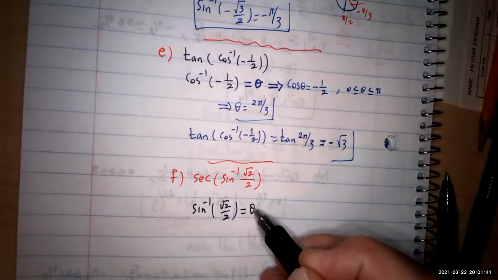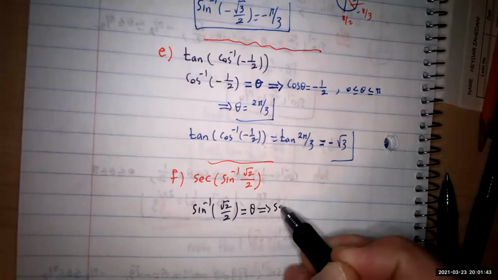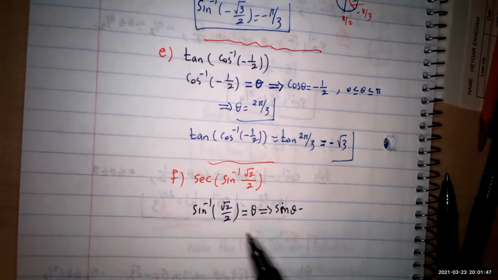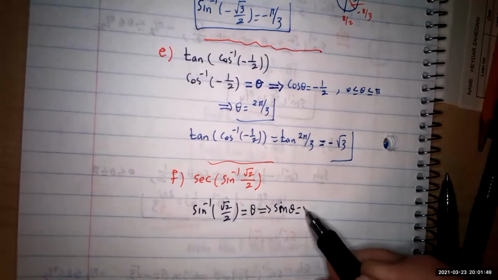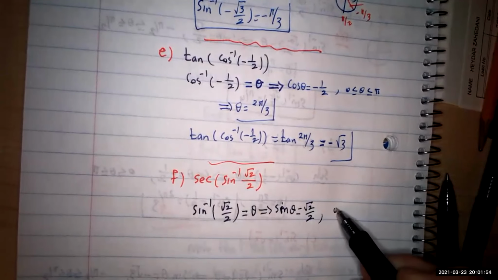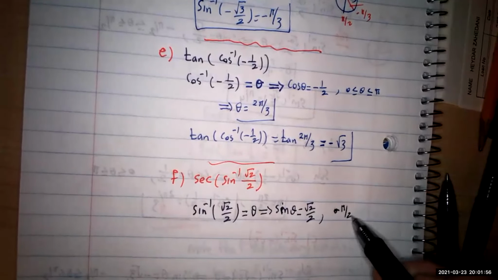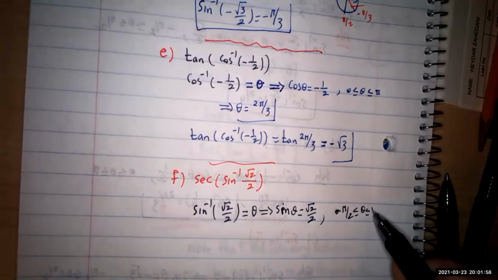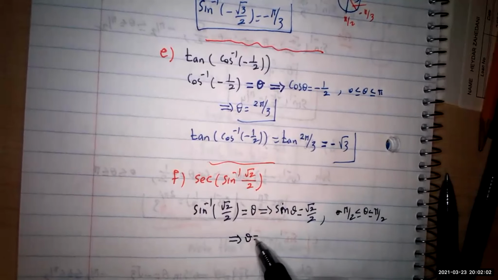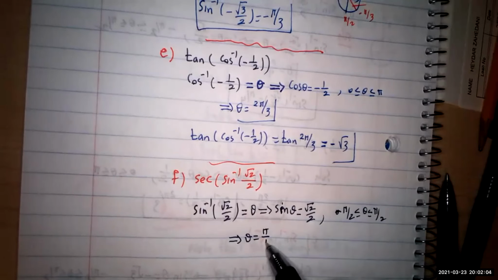You can call it theta. So the sine of theta is equal to radical 2 over 2. That's easy. You don't have to write it because that's a very popular one. We know it, but I explain it. So that gives you theta equal to pi over 4.